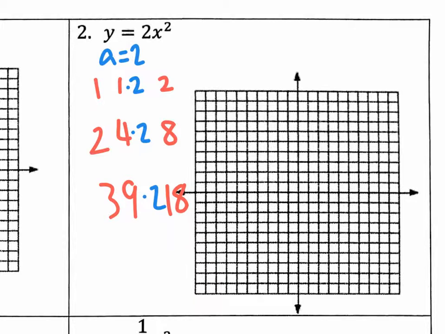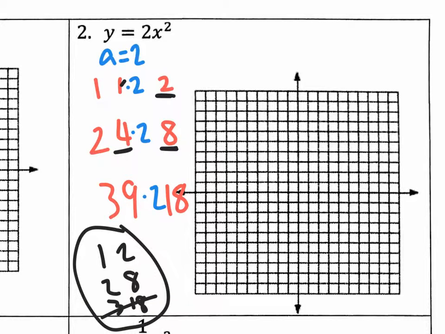So once again, I'm going to modify the 1 by multiplying it by 2, and I get 2 as an output. I modify the 4 by multiplying it by 2, and I get the 8 as the output instead of 4. So my new pattern for the A value of 2 is not 1, 1, 2, 4, 3, 9, but it's 1, 2, 2, 8, 3, 18, and I'm not even going to use 3, 18 because 3, 18 is off the graph. Does that make sense? Okay, so let's use this new pattern right here to graph this parabola.